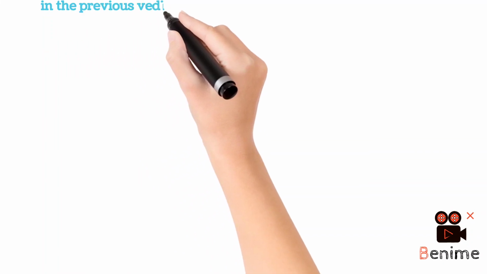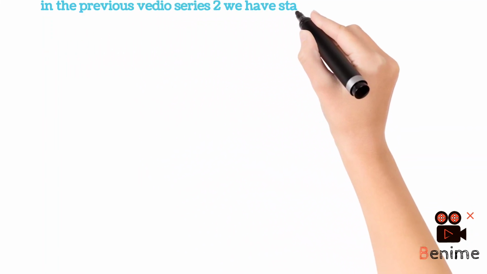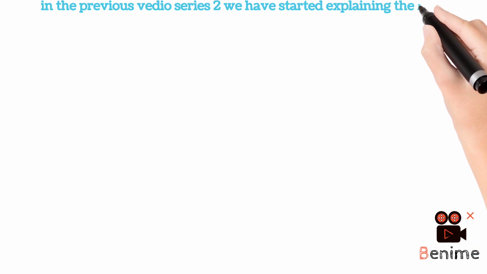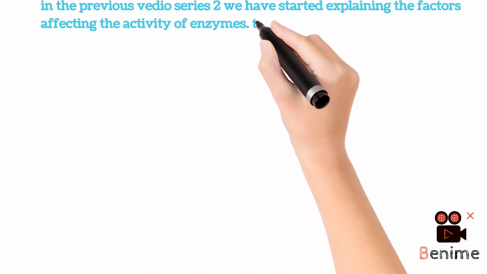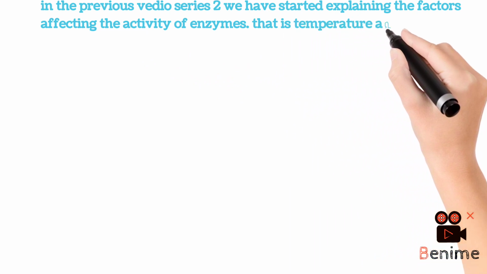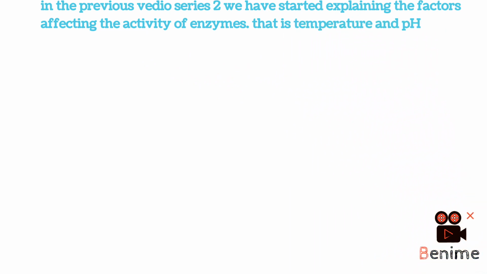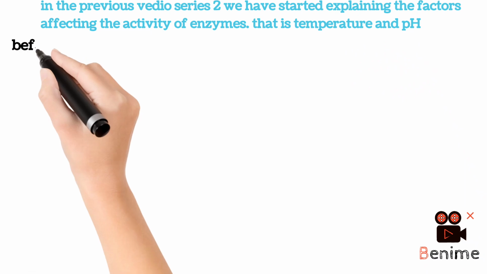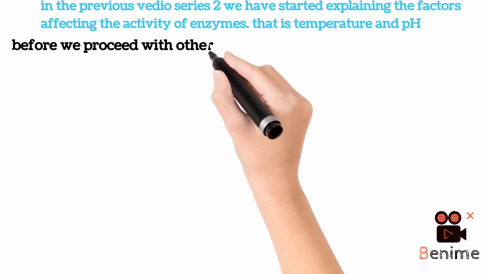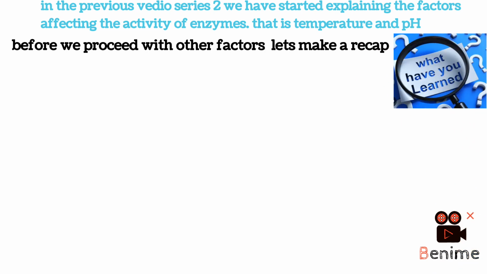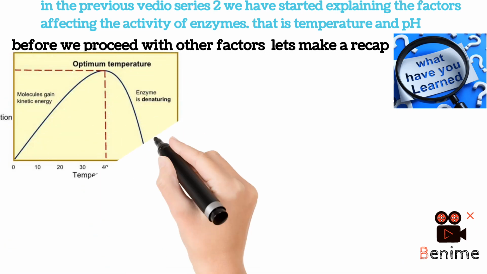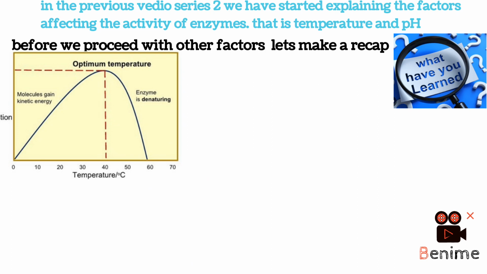In the previous video, series 2, we started explaining some factors affecting enzymes activity, that is temperature and pH. Before we proceed to other factors, there is need to make a recap on what we have learned previously. Temperature and pH.